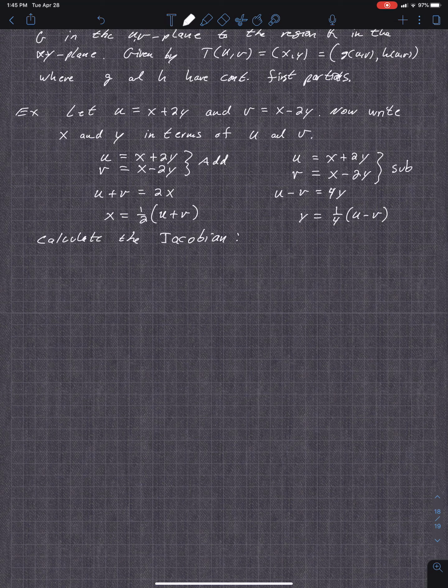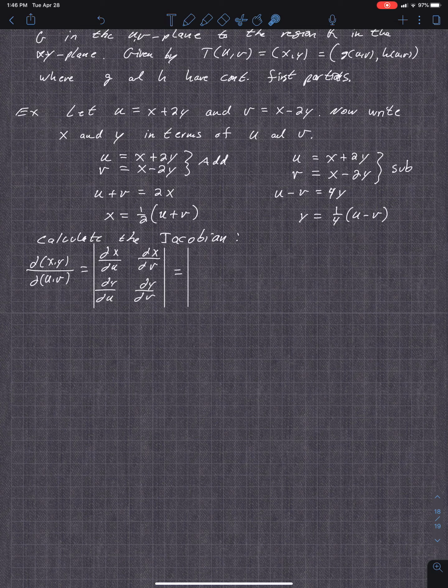And so you'll write partial (x, y) with respect to (u, v). So it's partial x with respect to u, partial x with respect to v, partial y with respect to u, partial y with respect to v. Then you do this determinant. So it's probably best to just go ahead and now do those calculations of each one.